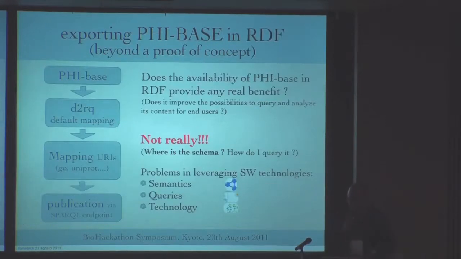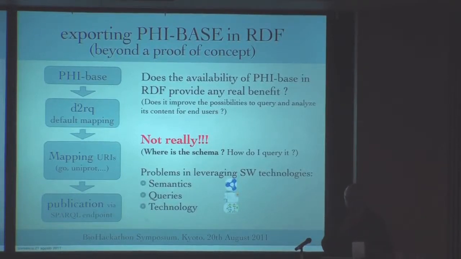I started with a pretty classical approach to Firebase. I did the mapping to RDF with a visual view. Then I did some mapping of URIs to UniProt and other resources. And then I put it into a SPARQL endpoint, no? And then the question is, does it do something? Is there some real benefit? Does it actually improve the possibilities of the end users to analyze the content of this database?